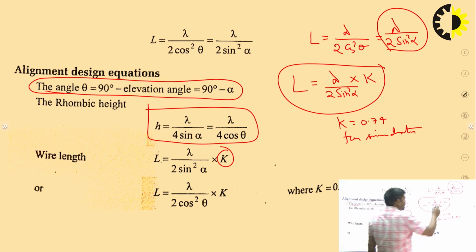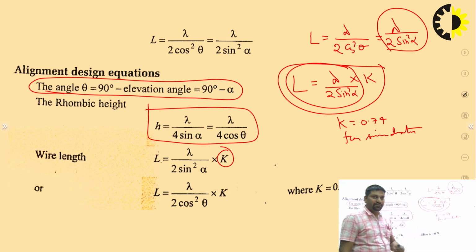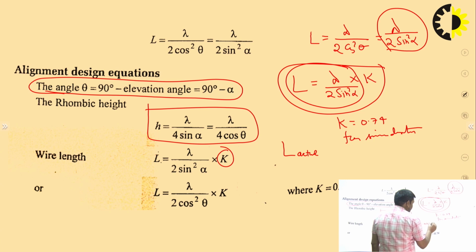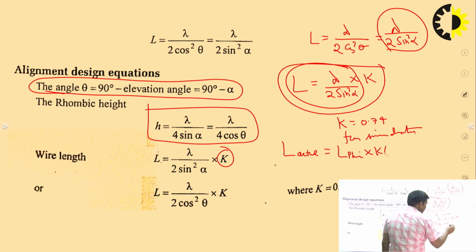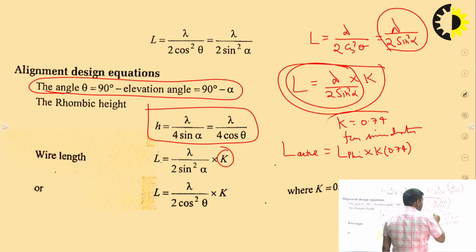So what is the actual length? The actual length is reduced, less than the physical length. Actual length is equal to physical length into K, where K is the design parameter. That means it accounts for the average radiation received by that particular length. So we multiply by 0.74.